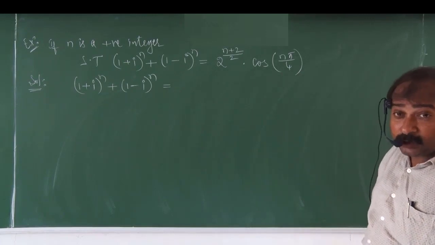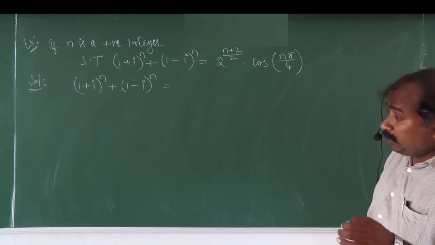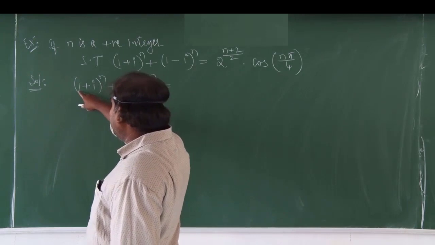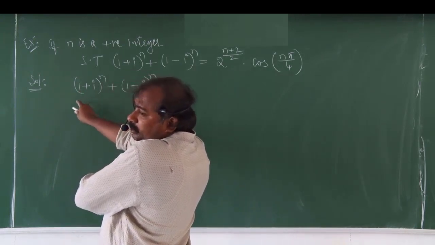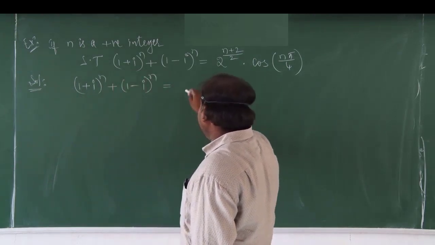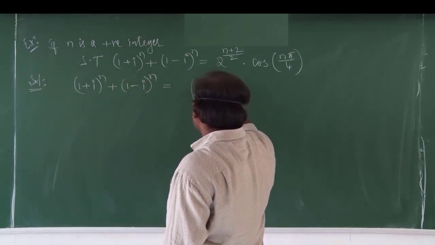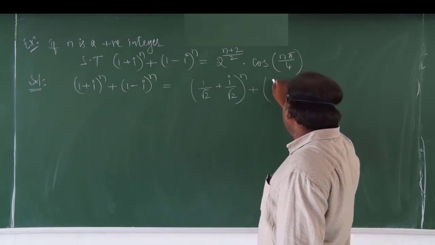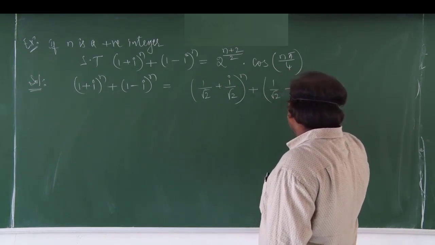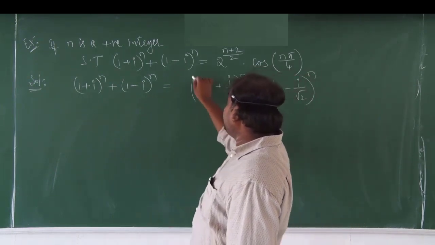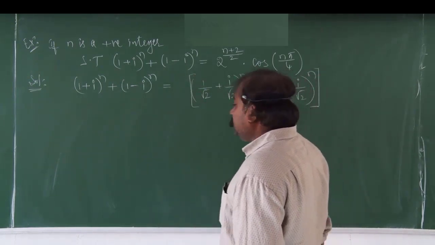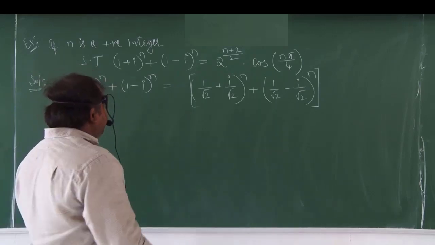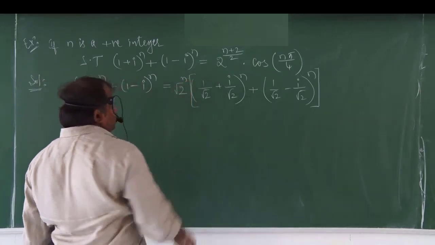Now we have to modify this. What they have given, 1 plus i whole power n and 1 minus i whole power n, we have to modify. How can you modify? Listen. The coefficient of i is 1, so root of a square plus b square gives root 2. So here I am writing 1 by root 2 plus i by root 2 whole power n plus 1 by root 2 minus i by root 2 whole power n. Why I am writing this, you can understand in the immediate next step. Here I am dividing by root 2 whole power n, so to keep the same value, I multiply by root 2 whole power n.